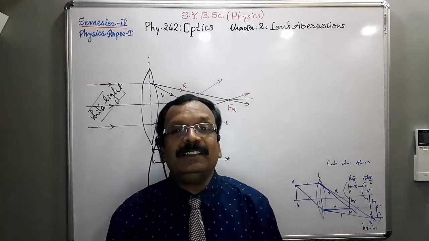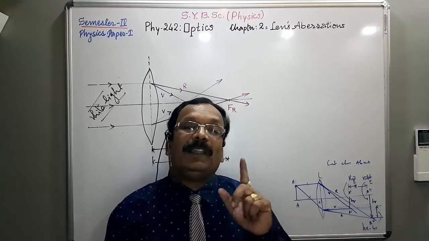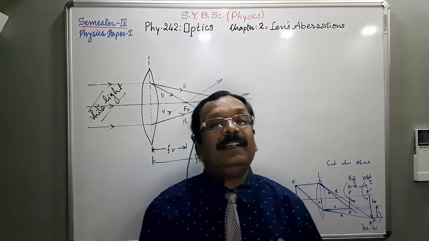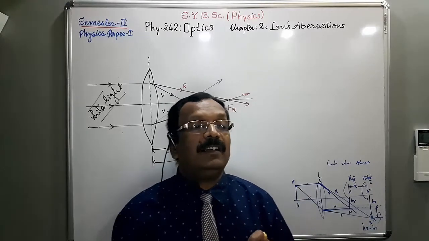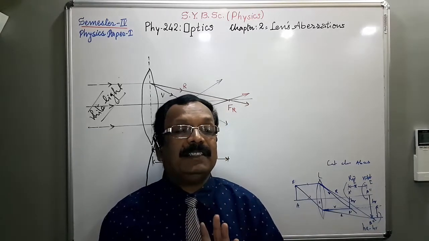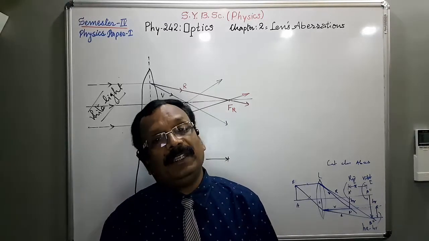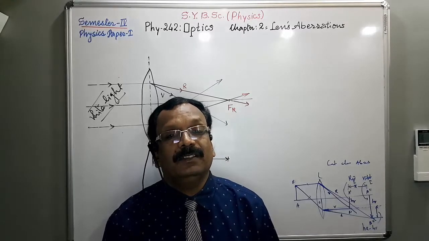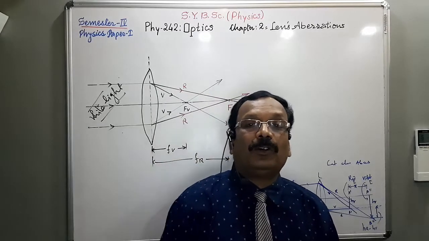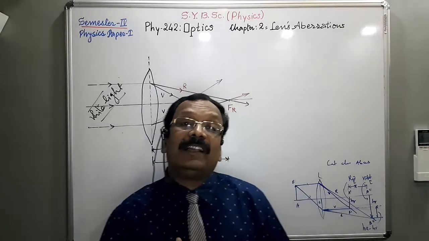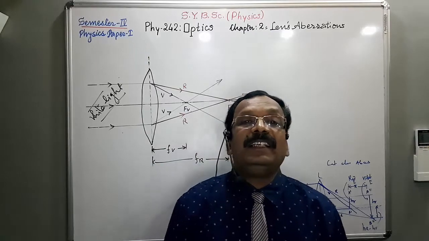This is very important and interesting, so I am going to repeat it. What is chromatic aberration? The rays of white light after refraction through a lens form a number of colored images of different size at different positions, and this defect is known as chromatic aberration. There are two types of chromatic aberration: axial or longitudinal chromatic aberration, and lateral or transverse chromatic aberration. First of all, we are going to see axial chromatic aberration.